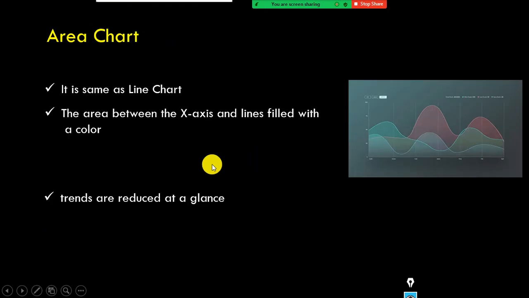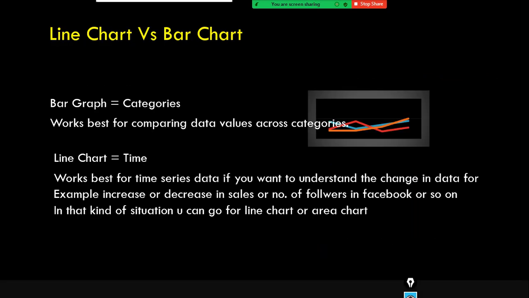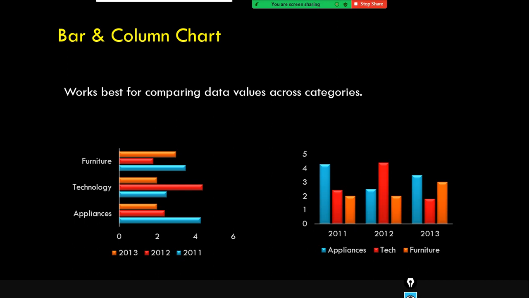Area chart, as I told you, is the same as a line chart. The area between the x-axis and lines is filled with color. The trends are reduced at a glance, so that you will get a quick or instant idea about this. We'll take a look at the stacked area chart a little later, after I discuss the bar and column chart and stacked column chart, then it will be easier for you to understand the stacked area chart.